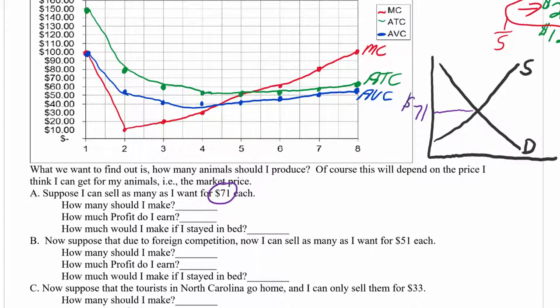What that means is that I can go to work, I can produce these chainsaw carved animals, and I can go to the market and I can sell as many of them as I want for $71, since I'm one small supplier out of many. So the equilibrium price is $71. Now here's what I want to know as one of these producers. How many of these chainsaw carved animals should I make today?